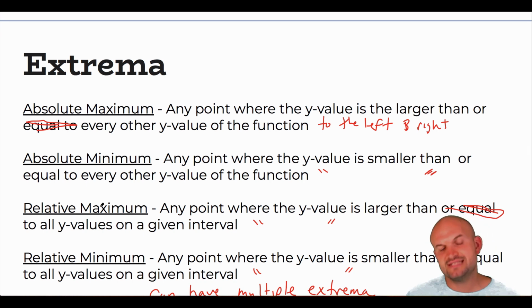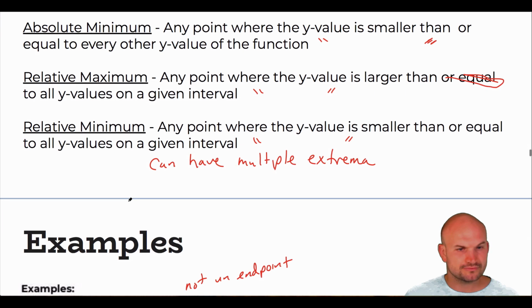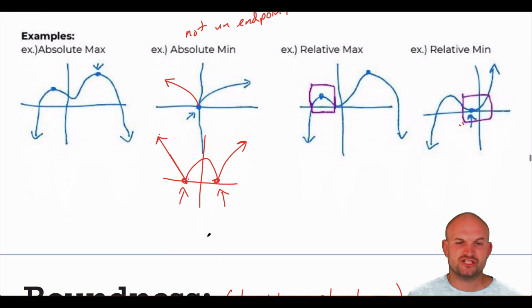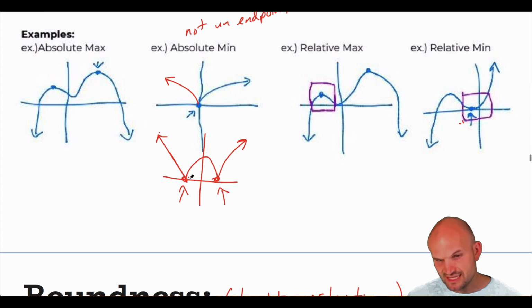And that goes the same for a relative maximum. Every point to the left and to the right has to be below it. And obviously minimums would be above. So just looking at those examples, you can see I don't want the absolute minimum to be at the endpoint. It's going to change the graph. I'm going to use this graph now instead, so you can see that there's multiple of them.